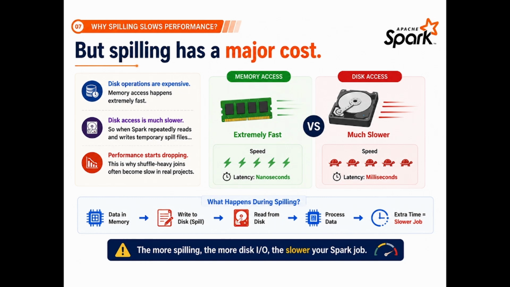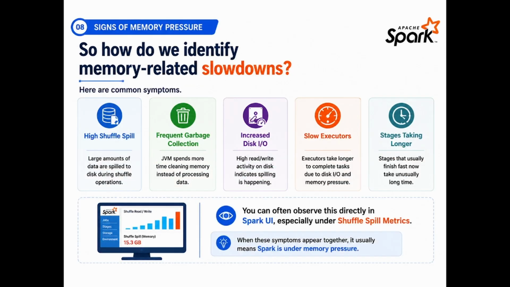And it's also one of the first things experienced Spark engineers investigate. So how do we recognize memory pressure? Fortunately, Spark leaves clues. You may see high spill metrics, frequent garbage collection, increased disk I/O, slow executors, or stages taking much longer than expected. When several of these symptoms appear together, it's often a strong indicator that memory has become a bottleneck.